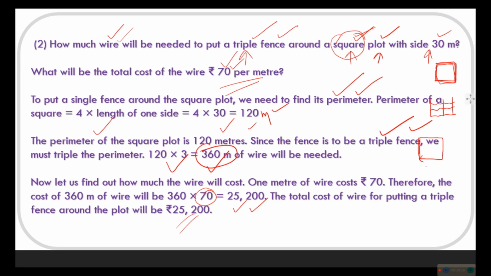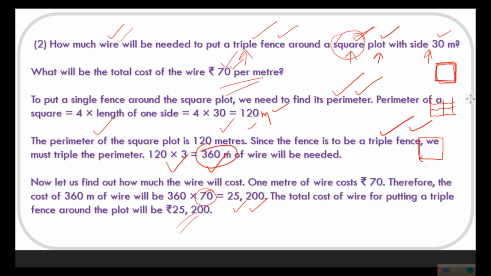Sometime it will be about walking around the rectangular plot. Sometime it will be fencing the rectangular or square plot. Sometime it will be about playing in a square playground or rectangular playground and running across. So all such things, whenever round comes, whenever perimeter comes, you will be using this formula to solve it.